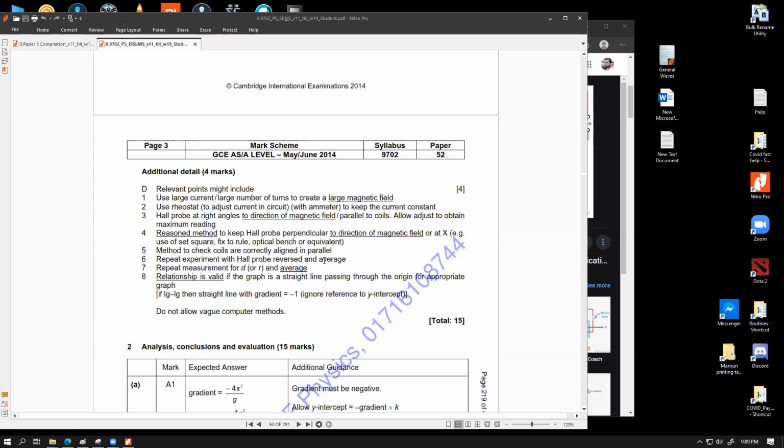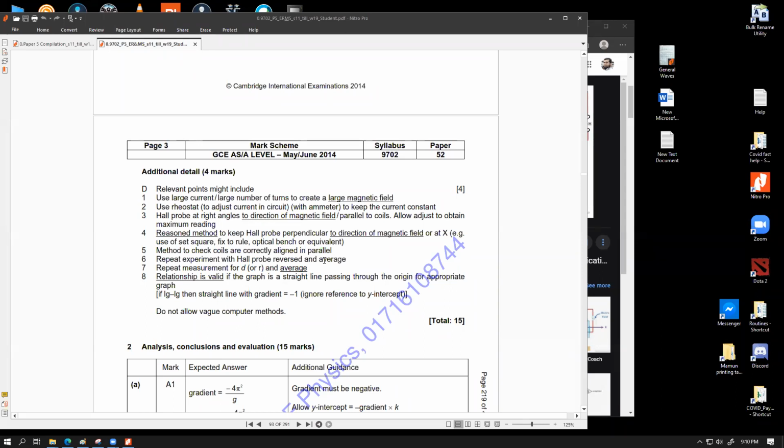Another thing: repeat the measurement for D or R and average. So for the same coil, you do the experiment multiple times and average. I said that. The relationship is valid if the graph is a straight line passing through the origin for an appropriate graph. The appropriate graph in this case is B versus 1 by R. Do not allow vague computer methods.